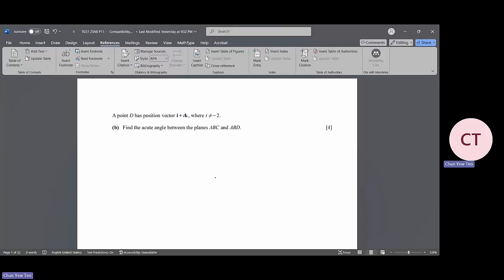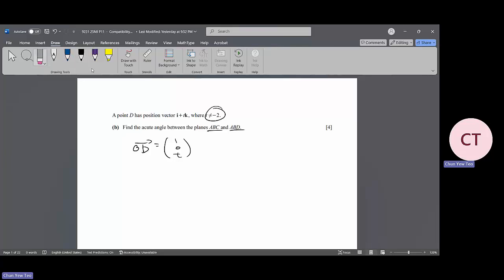The point D has the position vector like this, D not equal to negative 2. We want to find the acute angle between the plane ABC and ABD. Okay, so we already have the plane ABC. Now we just need to find ABD. Just now for ABC, we took AB cross AC. Now for this plane, I need to take AB cross AD. I already have AB. I just need to find AD.